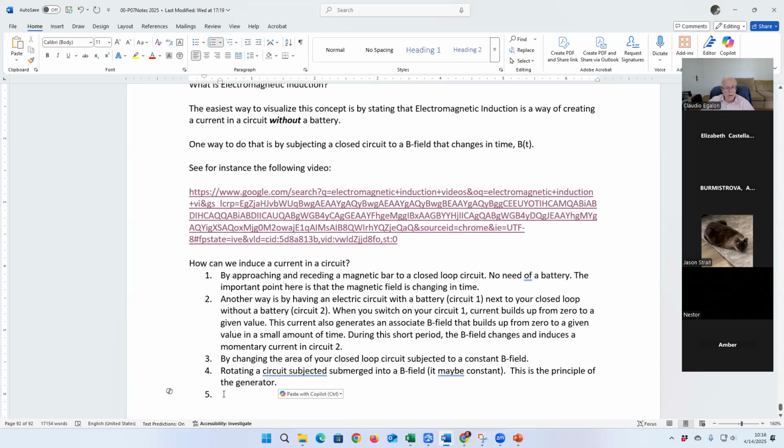Here you go. You rotate the circuit in a magnetic field. Rotating a circuit submerged in a magnetic field. Rotating a circuit with respect to a magnetic field. Okay? Let me illustrate that.